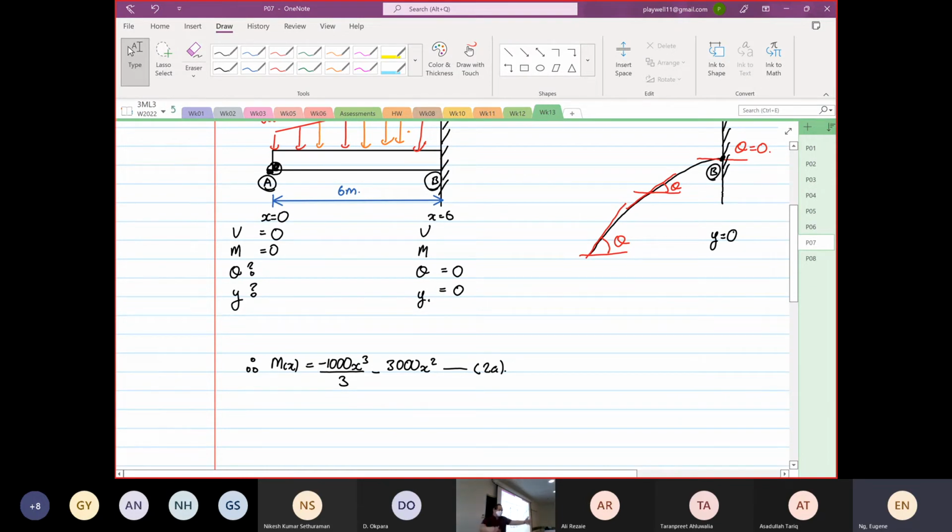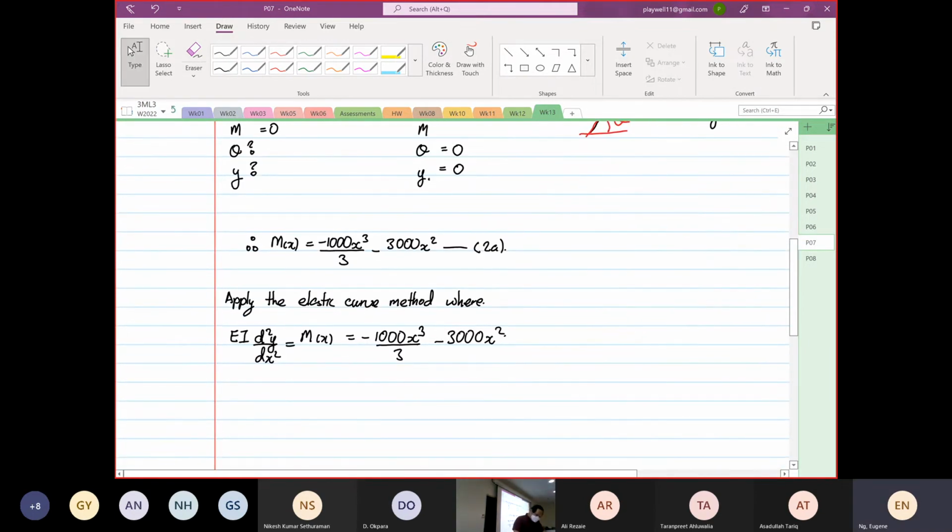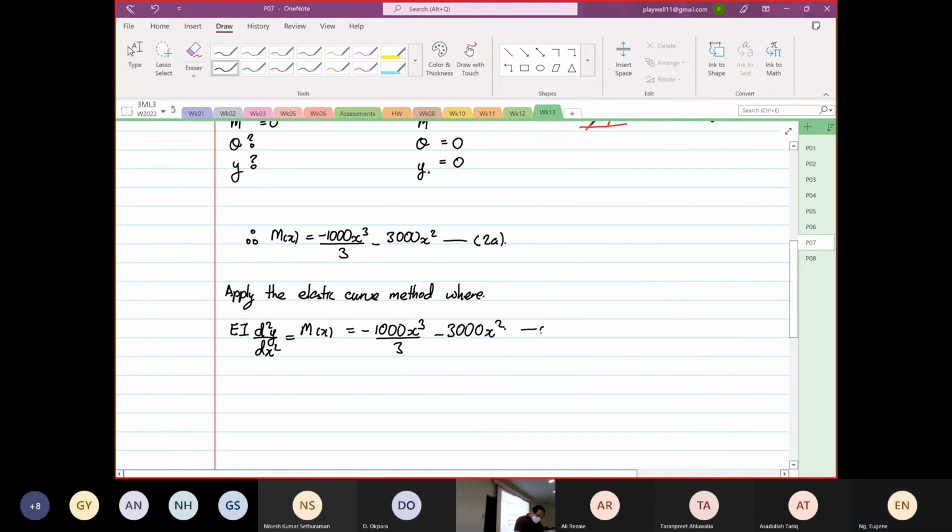So how do we proceed from here? We are going to apply the elastic curve method, where EI d squared y over dx squared is equal to M as a function of x, which is equal to Y minus 1000 x cubed over 3 minus 3000 x squared. So this is our equation number 3.